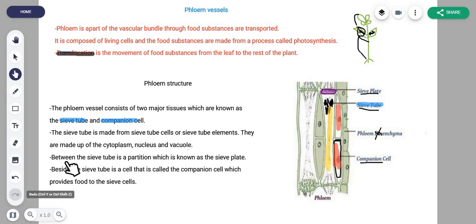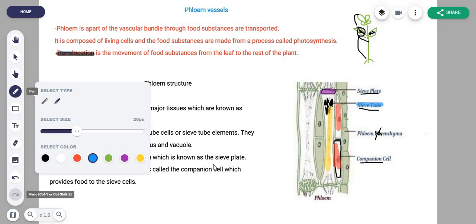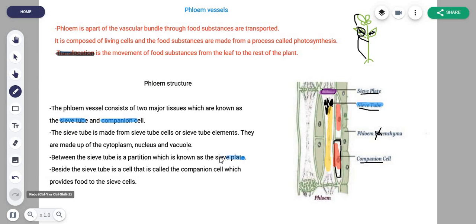Between the sieve tubes is a partition, like I said, in the middle, at the center, not alongside. It is a partition or a hole which is known as the sieve plate. So let's highlight that as well. The sieve plate is somewhat a part of the sieve tube.